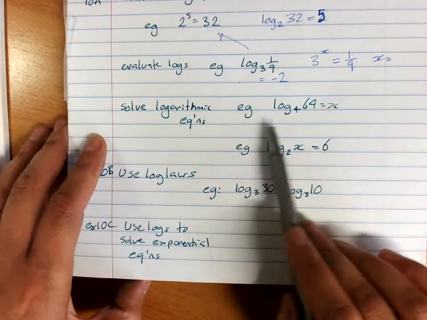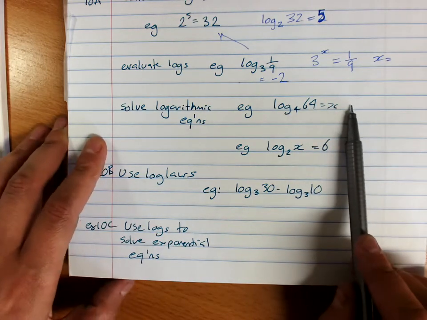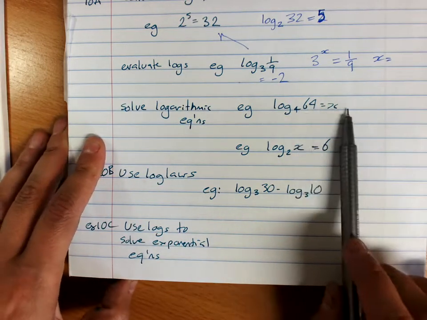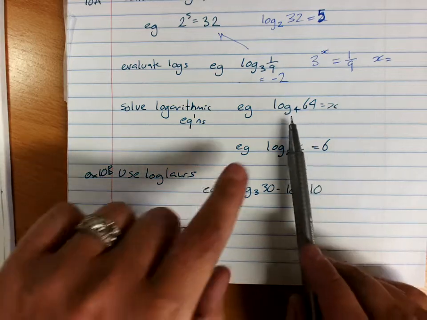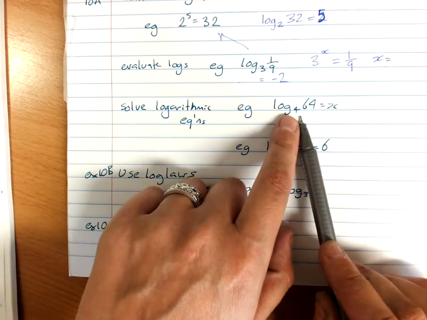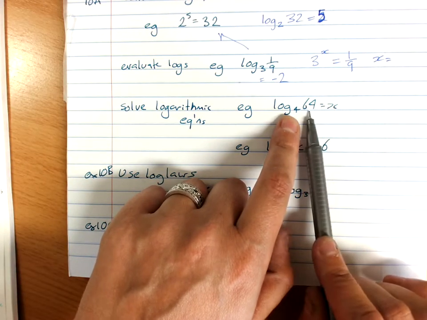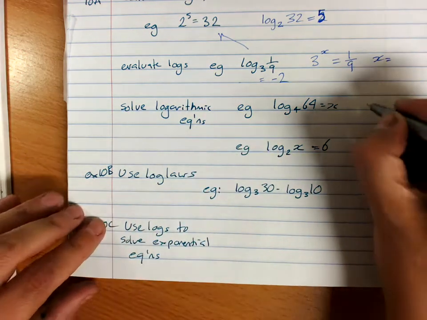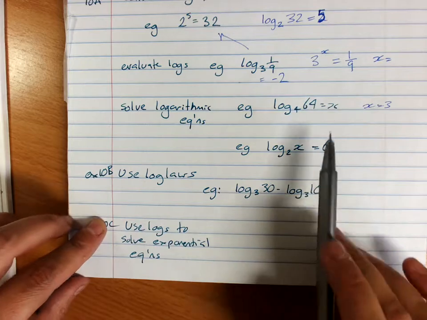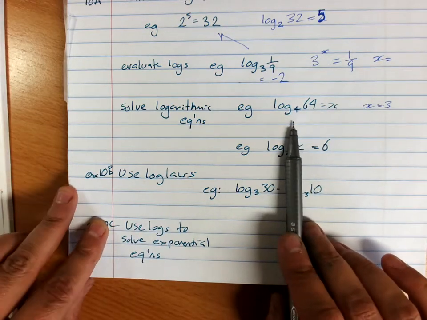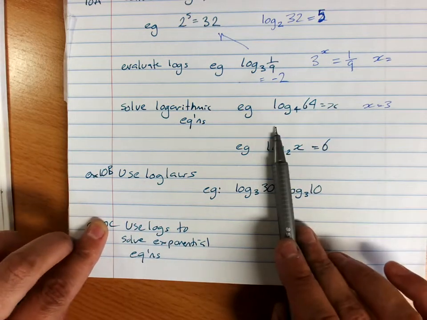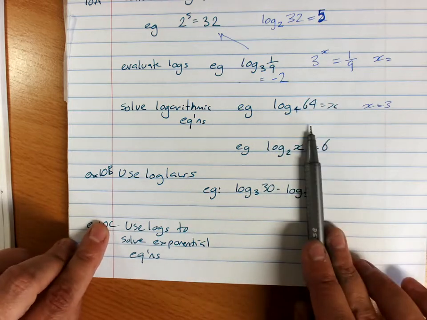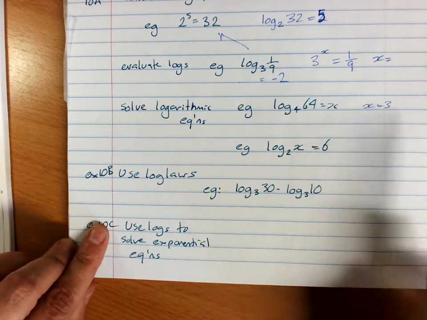Solve logarithmic equations. Now the x can turn up anywhere, and most of the time in this you're just going to be kind of logical. 4 to what power gives me 64? 3. x equals 3. Again, if you can't do it that way, yes, you can change it back to an exponential equation.